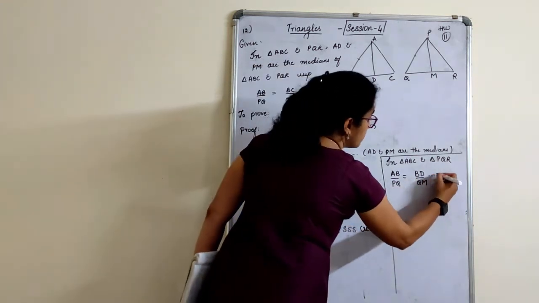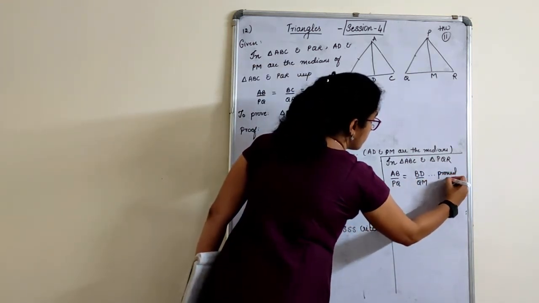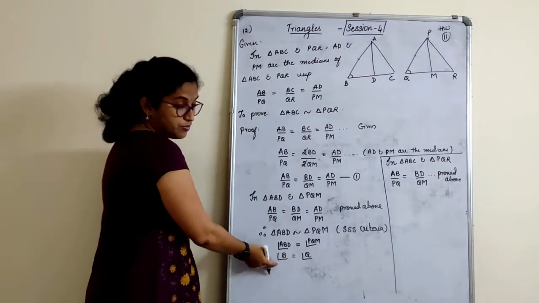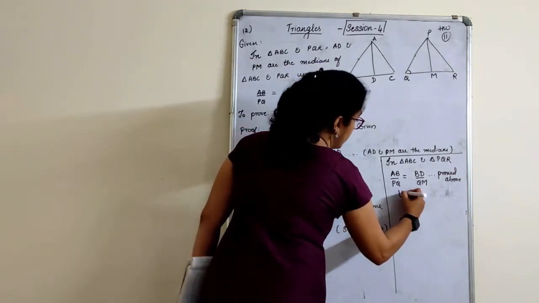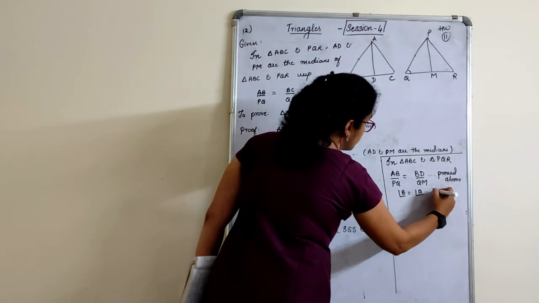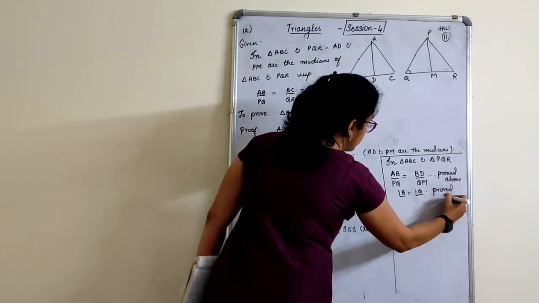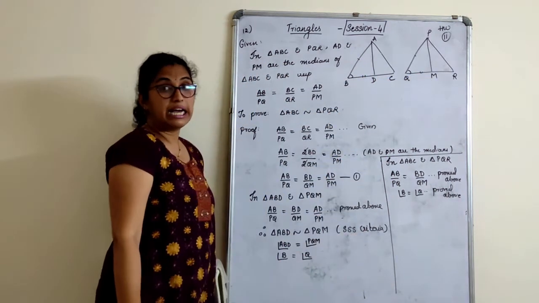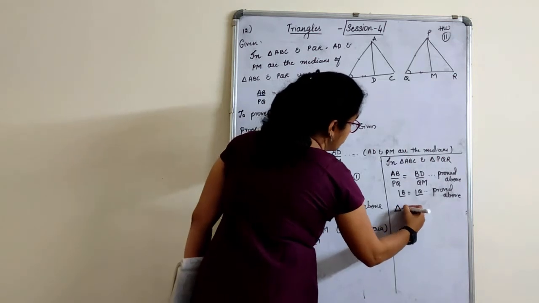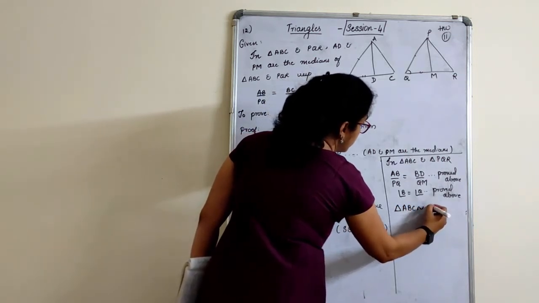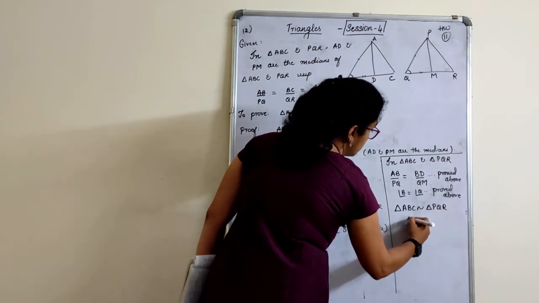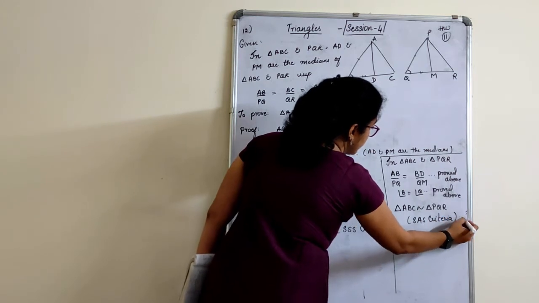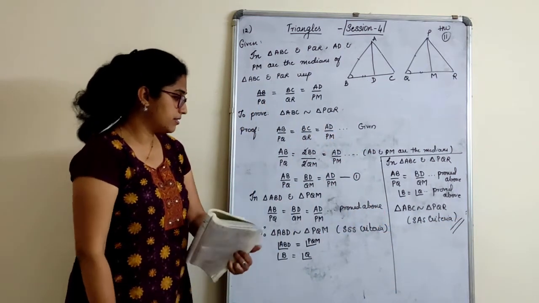Proved above. Two sides already over. Can I also tell that angle B is equal to angle Q? Proved above. Angle B is equal to angle Q. Proved above. Which criteria? SAS, side angle side criteria. Therefore, triangle ABC is similar to triangle PQR by SAS criteria. Right? A bit lengthy, but this is how you prove it.